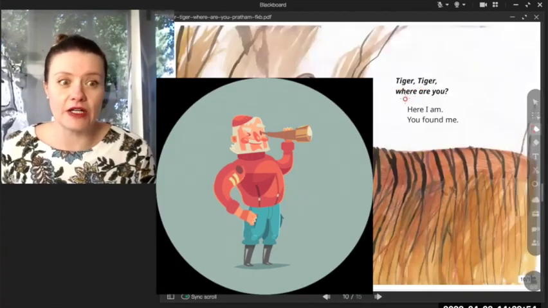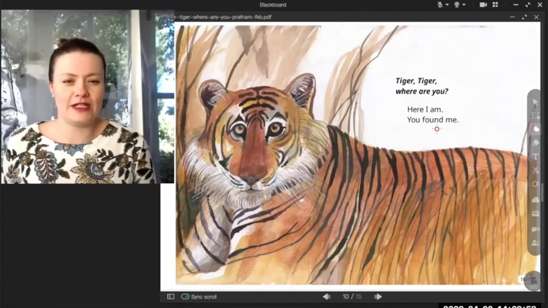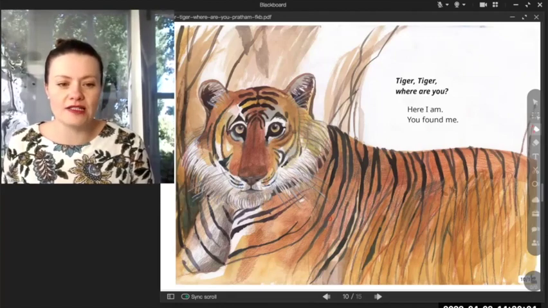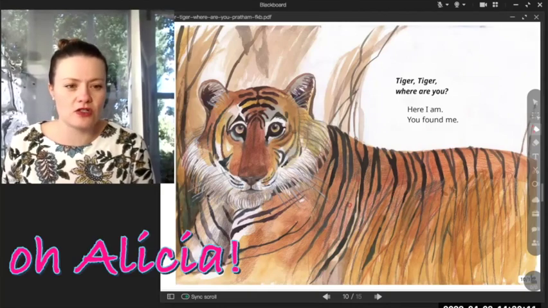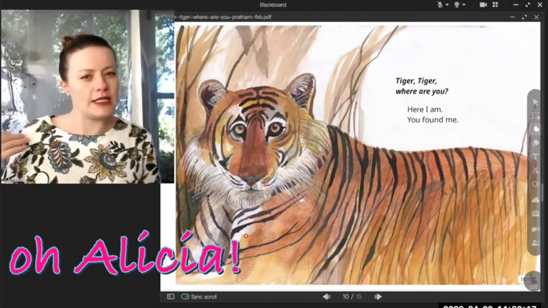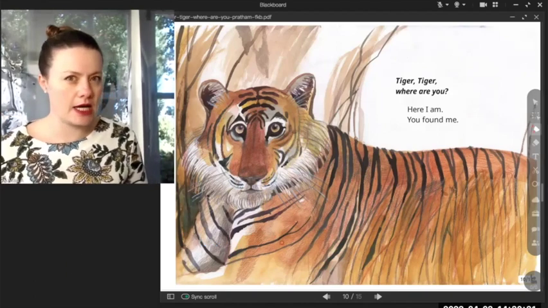Tiger, tiger, where are you? Here I am. You found me. And here's the tiger. Whoa, isn't he a big cat? Wow, you guys, so majestic. What a beautiful cat. Wow, look at all his stripes. And he's a little bit white under his belly, and orange and yellowish and black. Handsome tiger, isn't he?